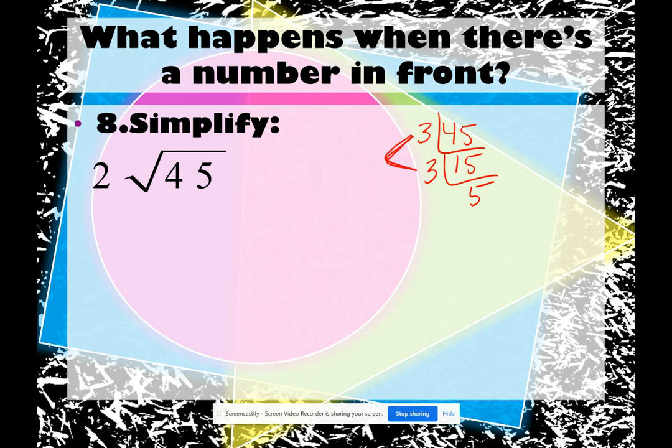Now, do you have any matches? Do you have any pairs here? So we have the 3 and the 3. So the 3 comes on the outside and the 5 stays on the inside. But this is the wrong answer.